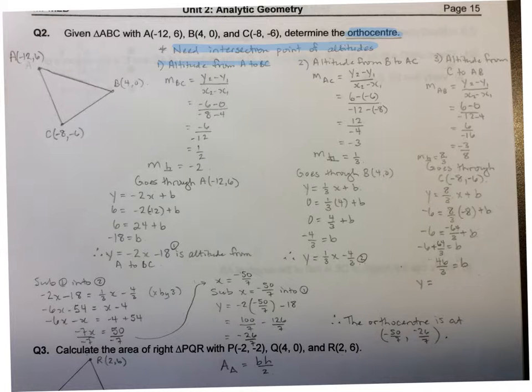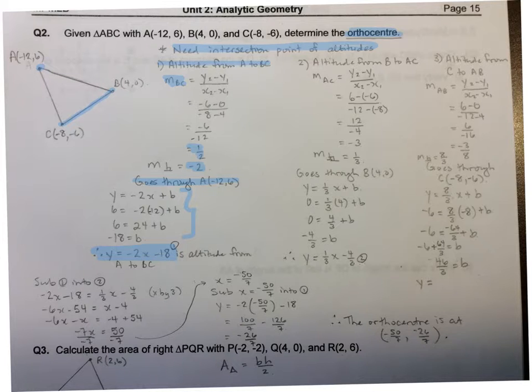So the altitude from A to BC, so from point A to meet side BC, we know the altitude would have to be perpendicular to side BC. So I found the slope of BC to be 1/2, and then I know that the negative reciprocal of 1/2 is -2. So that will be the slope of my altitude. I also know that my altitude has to go through point A, which is at (-12, 6). So I put those things into my y equals mx plus b, and I came up with my equation of my altitude right here. y equals -2x minus 18.